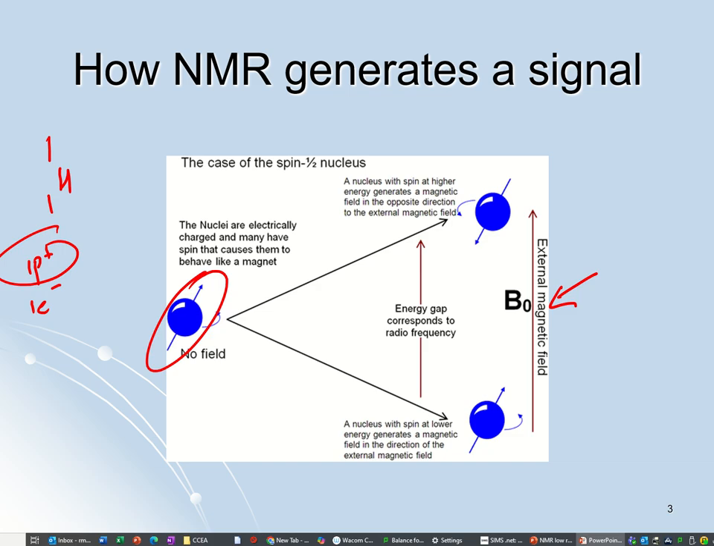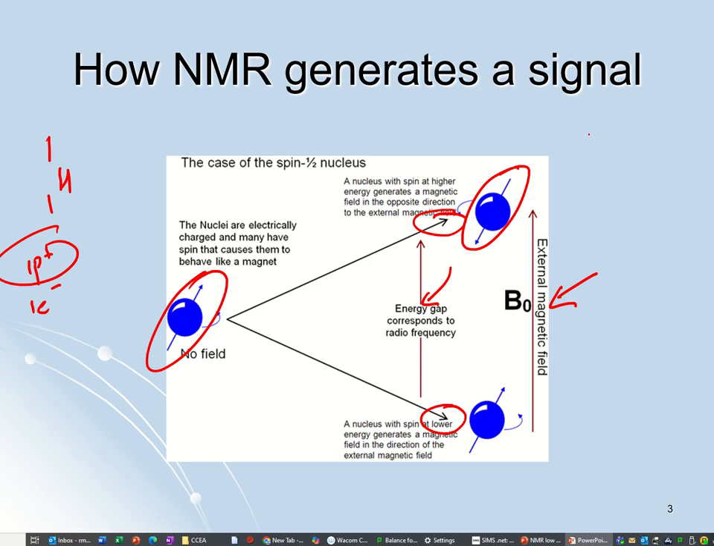I can then apply energy to that in terms of radio waves, and I can get all of those tiny little bar magnets, or the nuclei of the hydrogens, to oppose that magnetic field. Then what we can do is measure the energy gap between where the protons align with the magnetic field and where they oppose it, and we can essentially use that energy gap to tell us what environment those hydrogen atoms are in.